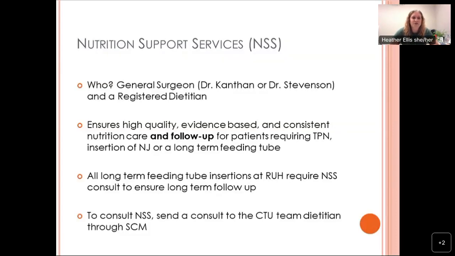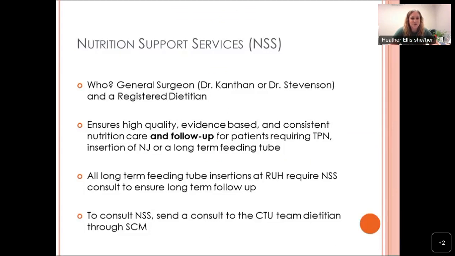Next, we'll get into the nutrition support services. So sometimes there is some confusion on the unit about what this means. You might see in charts, we write our suggestions or we write our progress notes as the NSS dietitian. This is just a way for us to designate that the patient is either getting parenteral nutrition, getting a long-term tube, getting an NJ.